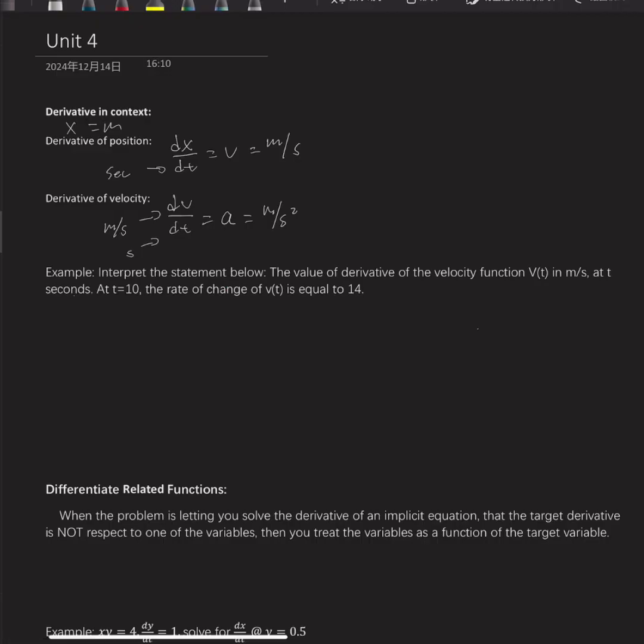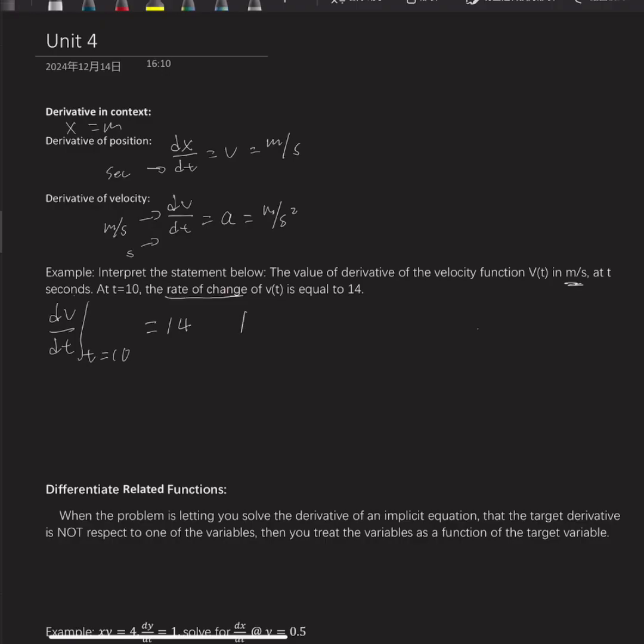So let's work on an example. Interpret the statement below. The value of the derivative of the velocity function v of t, in meters per second, at t seconds. At t equal to 10, the rate of change of v of t is equal to 14. So what does it mean? It is the derivative of velocity with respect to time. It says the rate of change at t equal to 10, at 10 seconds, is equal to 14.